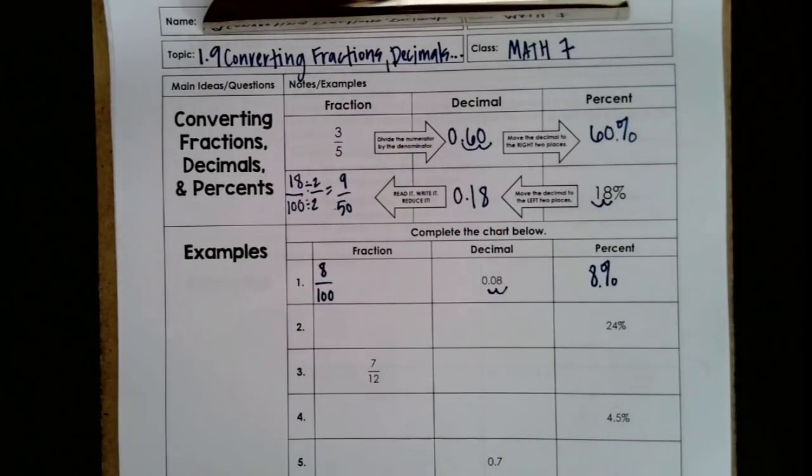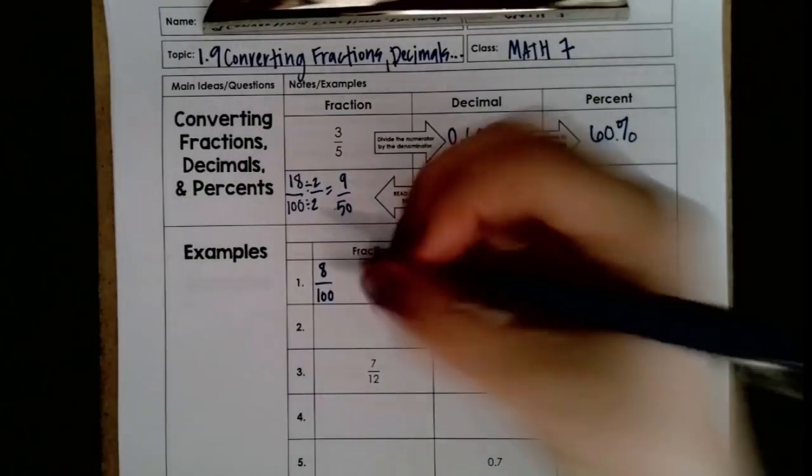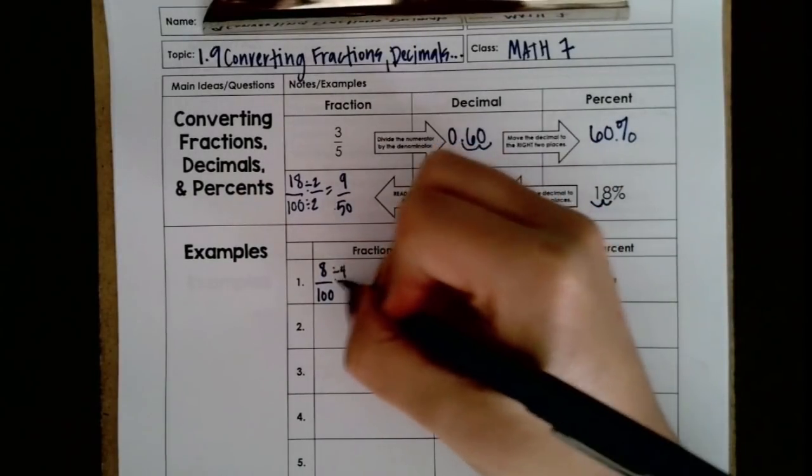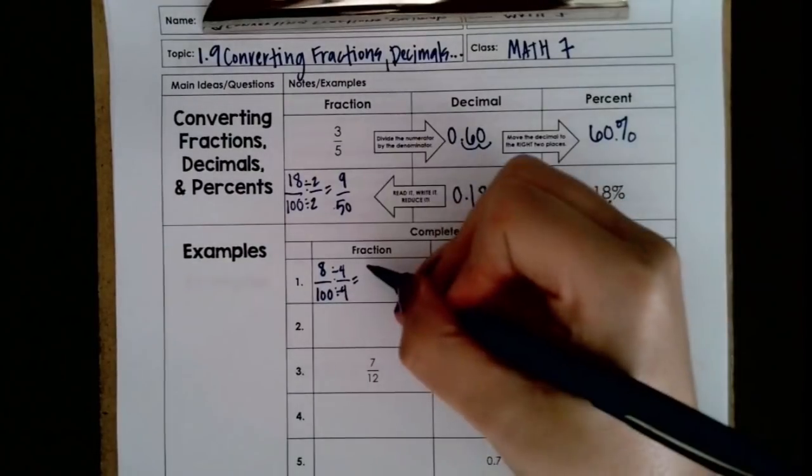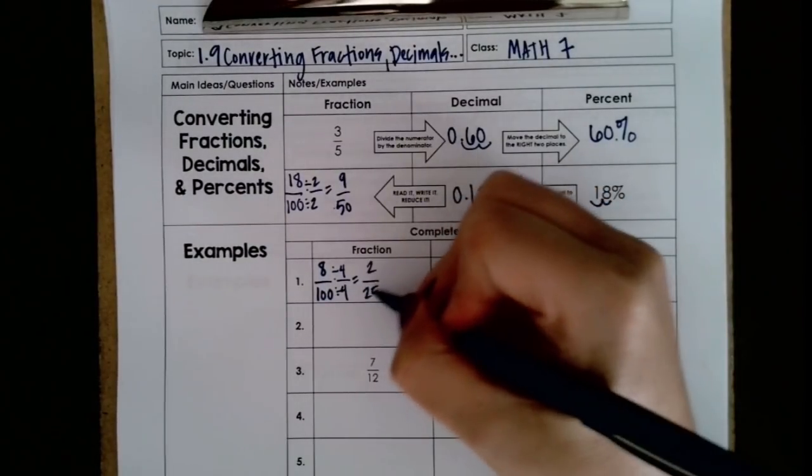Now hopefully this one's a little bit easier for you to see. They're both even numbers, and the easiest thing to do is going to be to divide it by the greatest common factor. If I divide both by 4, I get 2/25.